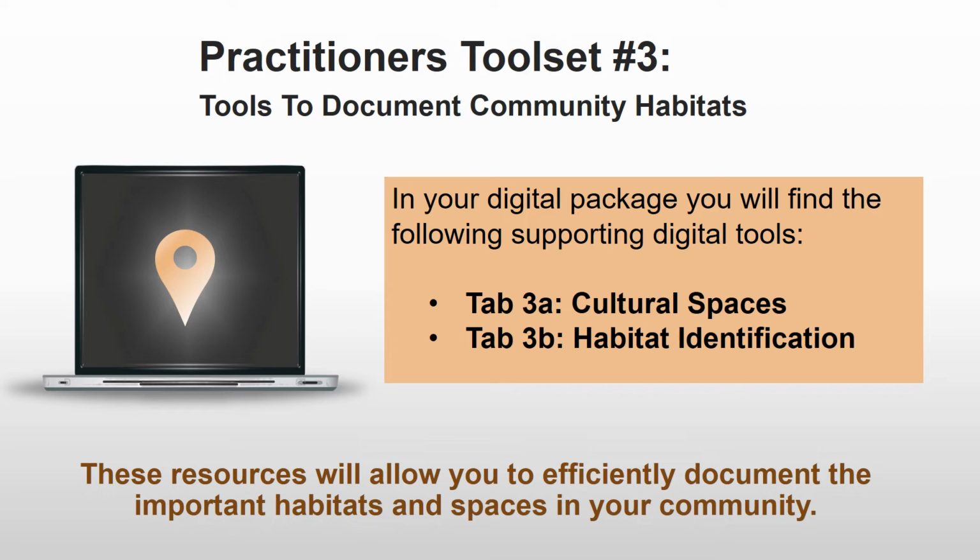It is time for the Practitioner's Toolset number 3. Go to your digital package and you will find Tab 3A, Cultural Spaces, and Tab 3B, Habitat Identification. These are fillable, sortable, and searchable Excel spreadsheets to document species habitat and important spaces within your community. As you complete your engagement with your community, you can begin to document the cultural spaces and wildlife habitat that are present and to be protected using the spreadsheet. You can gather as much detail as you choose about your spaces and add columns as required. As this table gets full of community-driven information, you can cut and paste your results into any Microsoft document for reporting, proposals, or presentations.